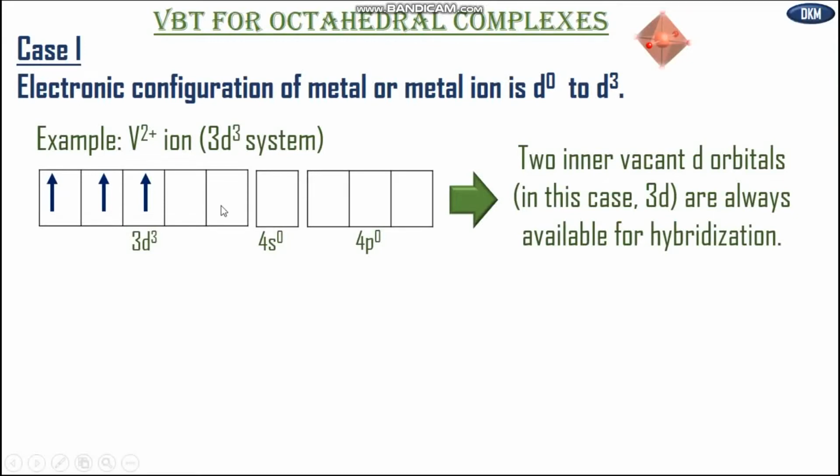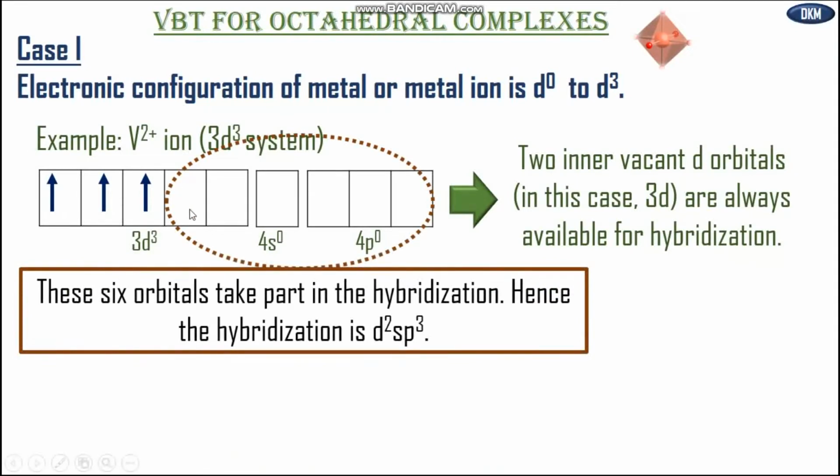In the case of d0 system, there are 5 vacant inner d orbitals, and in case of d1 system, there are 4 vacant inner d orbitals, and so on. You know, outer d orbitals are more diffuse than the inner d orbitals. So, inner d orbitals always make strong bonds with the ligands compared to the outer d orbital ligand bonds. Hence, in the case of d0 to d3 system, inner d orbitals always take part in hybridization, and the hybridization is d2sp3. Here, d2 comes first because it comes from the inner d orbitals.